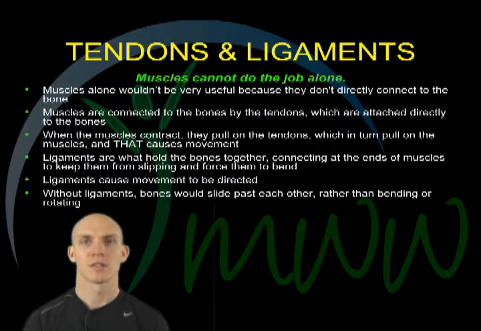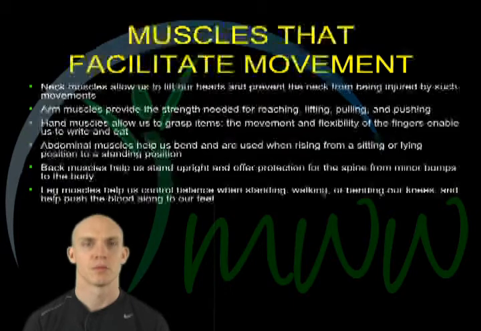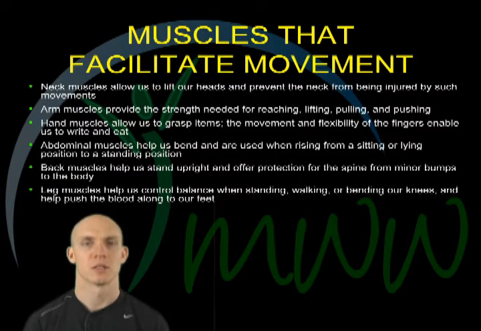Ligaments are the fibers that hold the bones together, connecting at the ends of the muscles to keep them from slipping and forcing them to bend. Ligaments are the things that allow your movements to be self-directed. Without ligaments, the bones would slide past each other rather than bending or rotating the way you intended them to do.